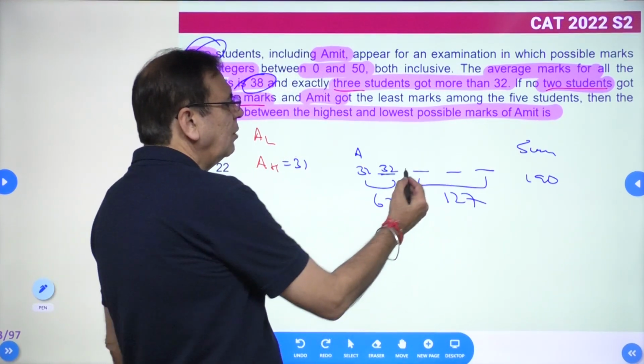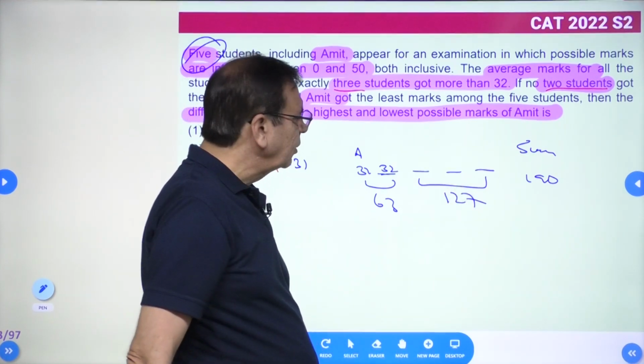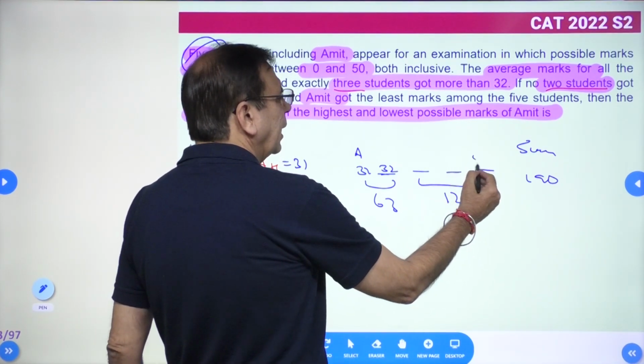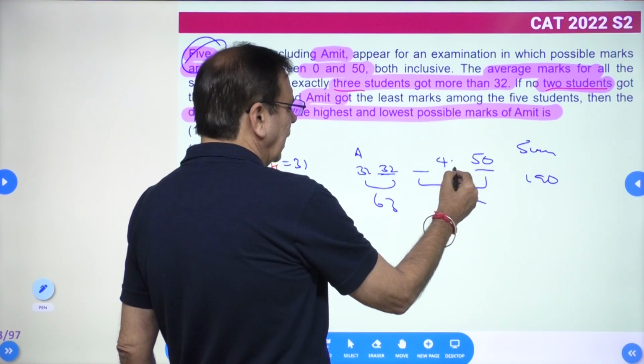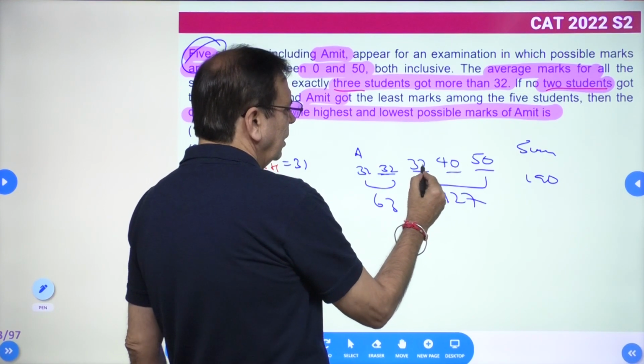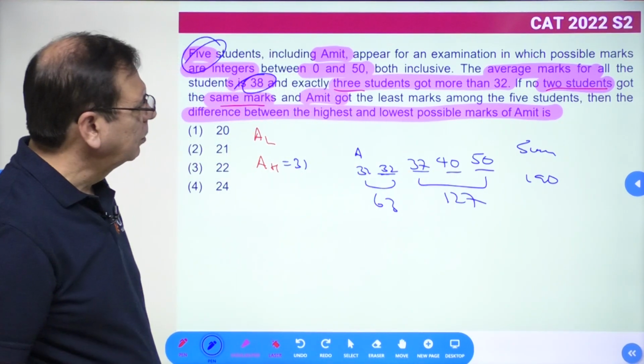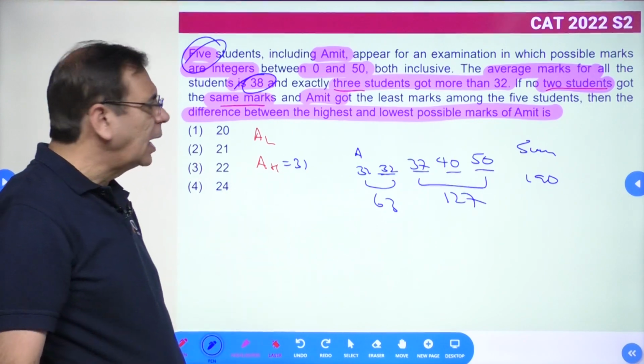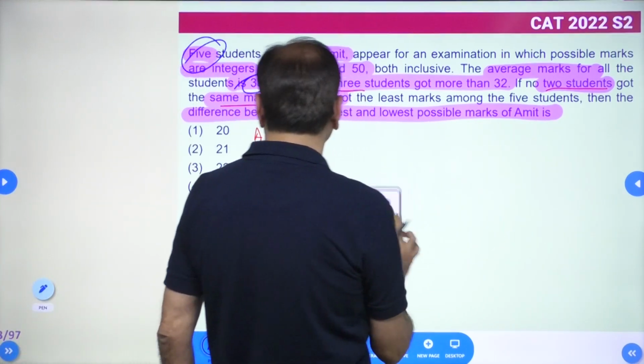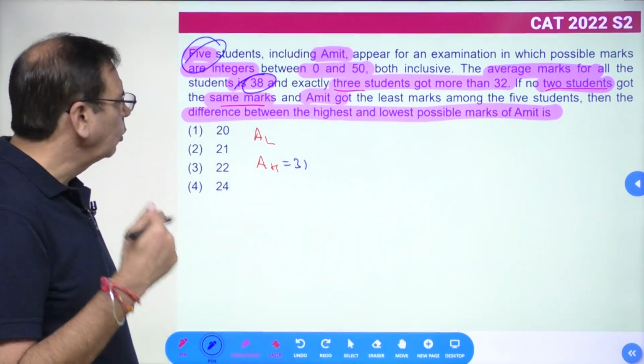Okay. So can we have a situation where all of them are more than this? Yeah, possible. For example, I can take 50, I can take 40, 37, and multiple cases are possible. So it is clear that Amit's highest score is going to be 31. Now let's look at Amit's lowest.